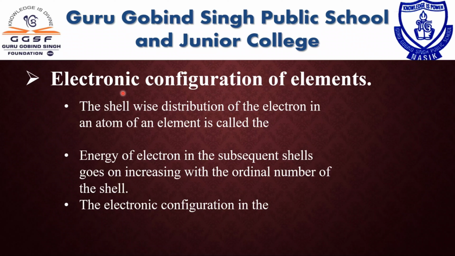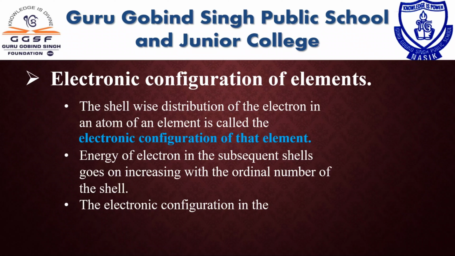Now let's see electronic configuration of element. The shell-wise distribution of electrons in an atom of an element is called the electronic configuration of that element. Each electron has a definite energy as per the shell in which it is present. Energy of an electron in the subsequent shell goes on increasing. Energy of an electron in the first shell, that is K shell, is the lowest.